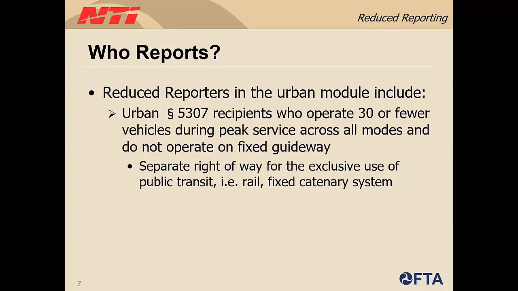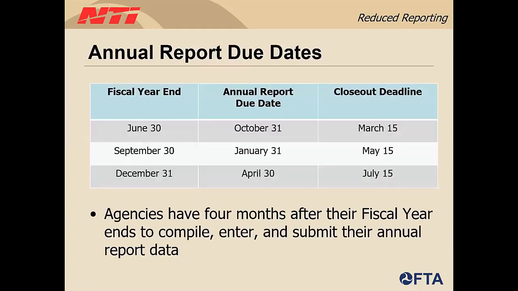Within the urban module of the NTD, reduced reporters are transit agencies who operate 30 or fewer vehicles in their peak maximum service. They also do not operate on any fixed guideway, such as rail or fixed catenary systems. For those who report as a reduced reporter, these agencies do not report data related to passenger miles in their service. They also do not report monthly service statistics or monthly safety data.